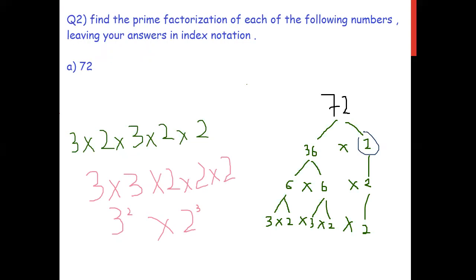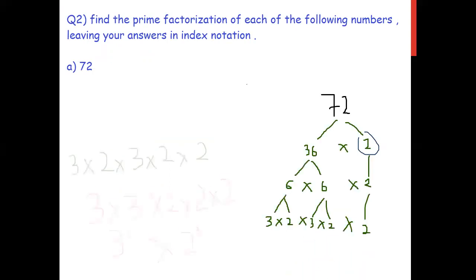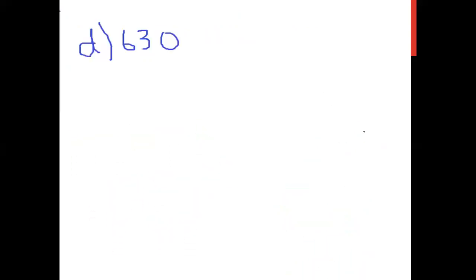Or maybe it's not prime, but here it can be prime, right? Because this is 0 and this can be divided by 5. So now let's make it. Now 630 divided by 5 is equal to 126 multiplied by 5.